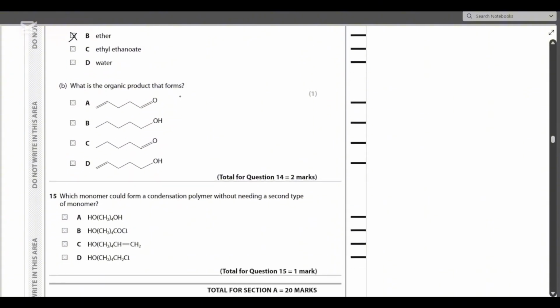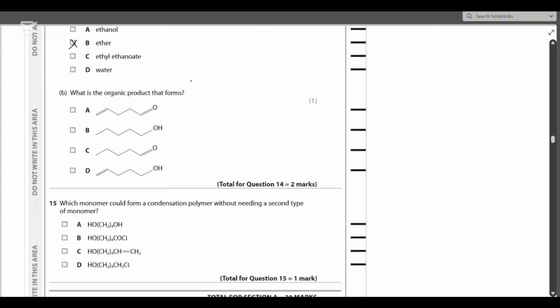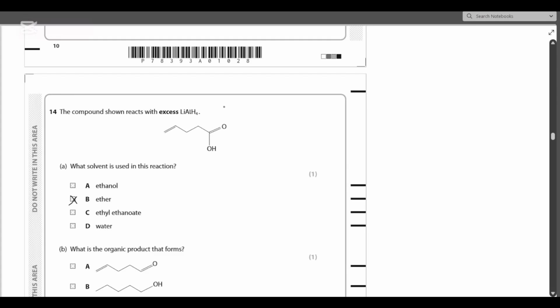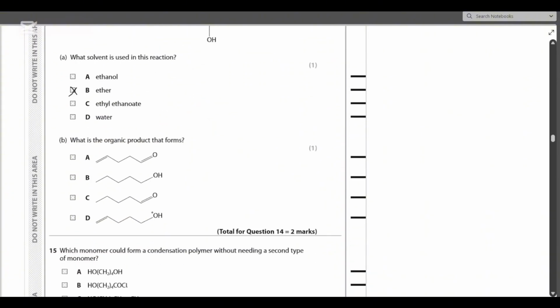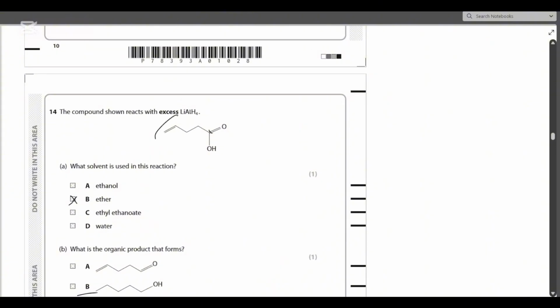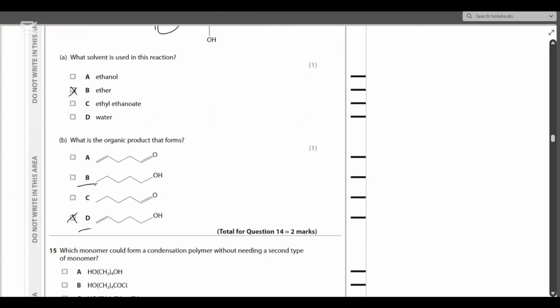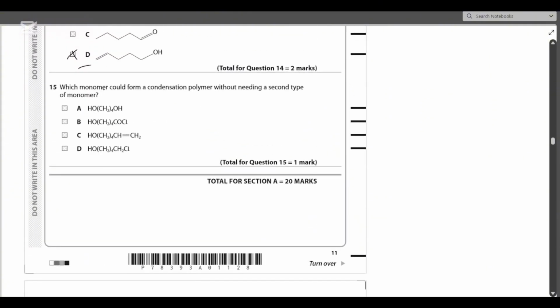The next one, they said what is the organic product that forms. Now obviously we know that whenever we have a reducing agent, and we can see very clearly this is an example of a carboxylic acid, obviously an alcohol group is going to get produced. So the only options we have here are B and D, but since it's a double bond, the answer will be D.